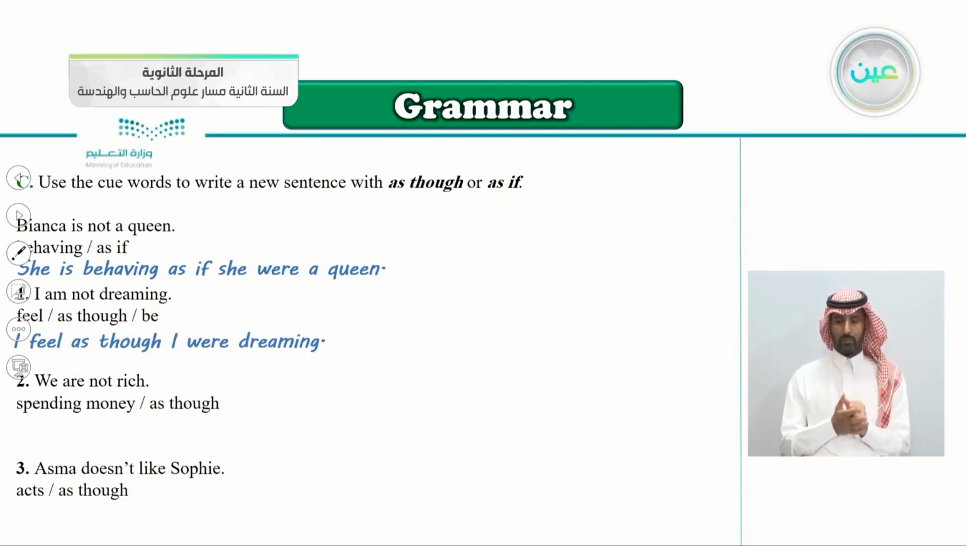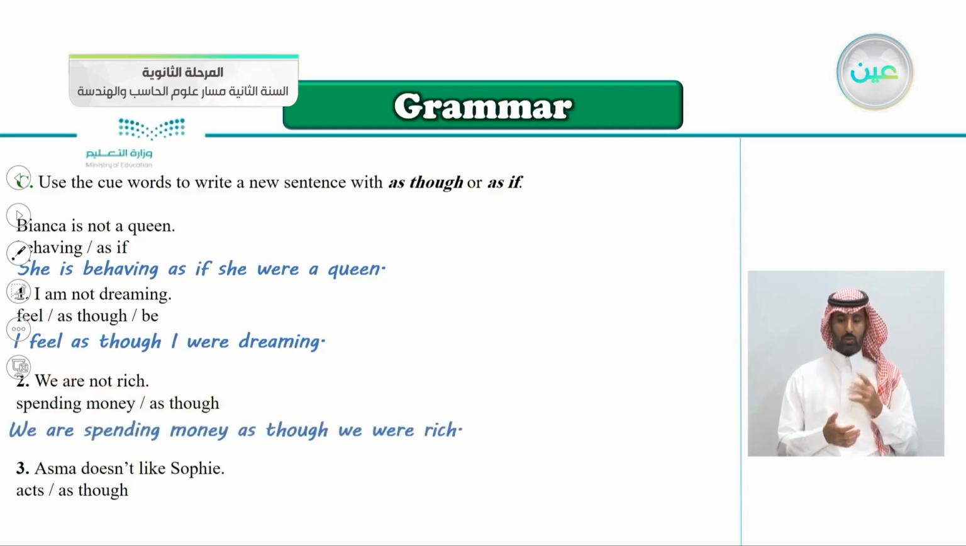Very good. Number two, we are not rich. Spending money as though. We are not rich. This is our reality. We're not rich. Very good. We're spending money as though we were rich. We're spending a lot of money.